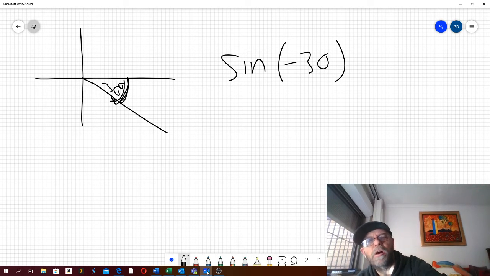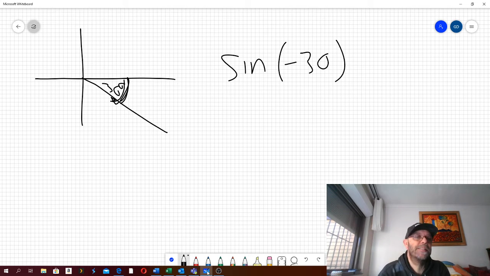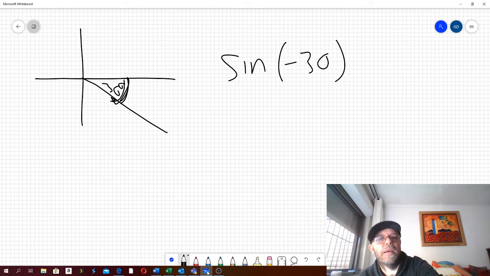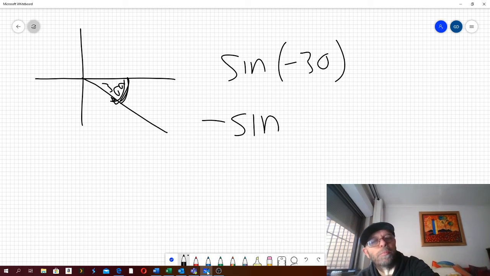So basically we are asked, the angle is minus 30 degrees. We are asked to find what is the sine of this value. Well, I can do a couple of things. I could say that this is the same as finding, remember that if it's sine of minus 30, there was a formula that said you can change it to minus sine of positive 30.